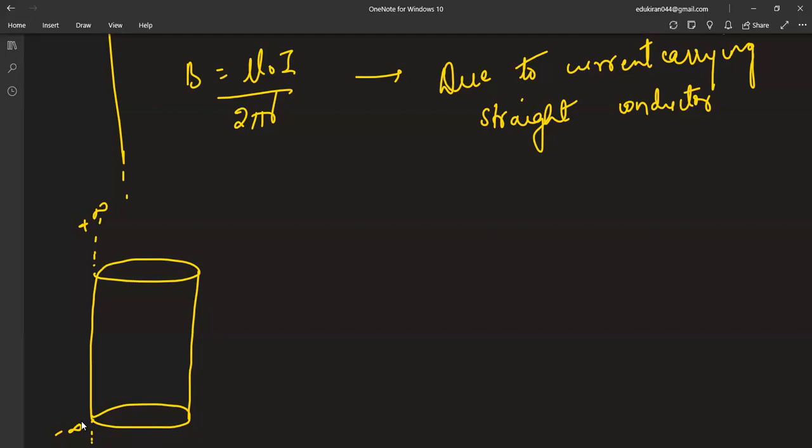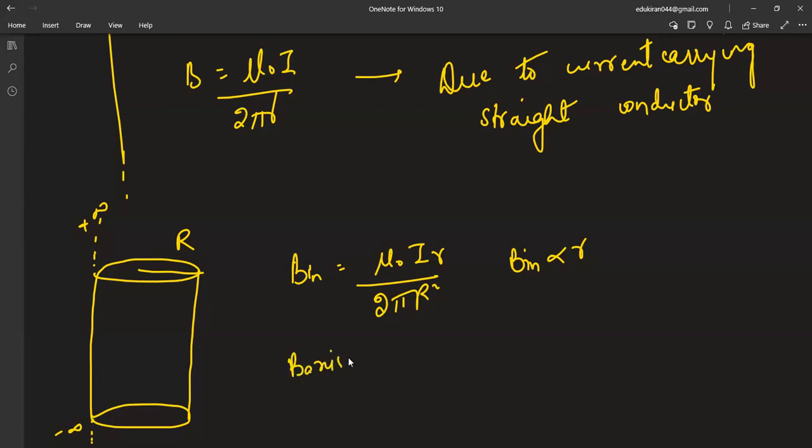The formula differs when we take a point outside or inside. When we take a point inside, the radius of the cylinder is R and the Amperian loop's radius is smaller. So inside the cylinder, it is mu naught I r divided by 2 pi R. This is directly proportional to the radius. Then one point you can take at the axis. We have discussed that the magnetic field at the axis will always be zero.